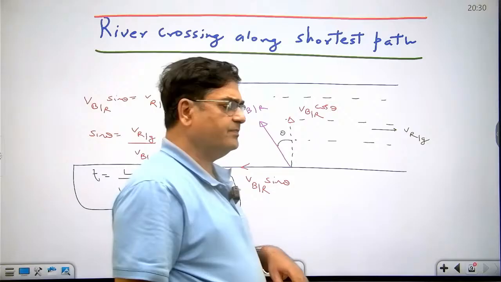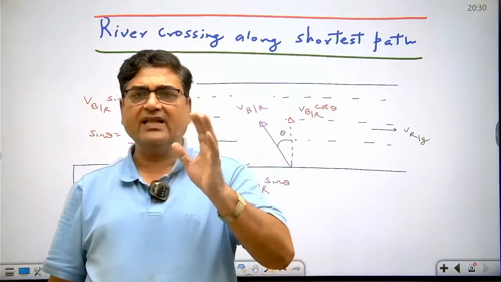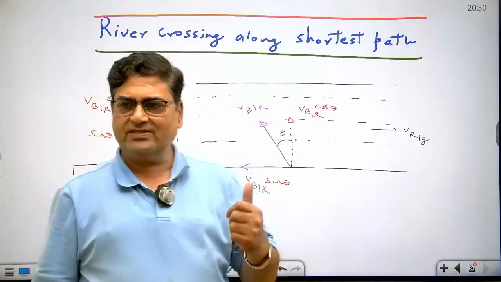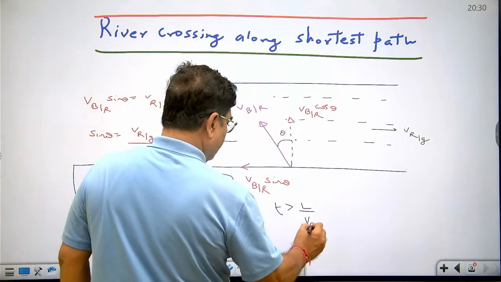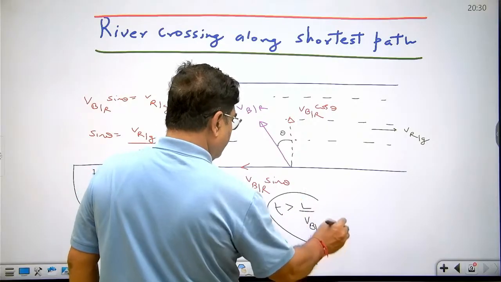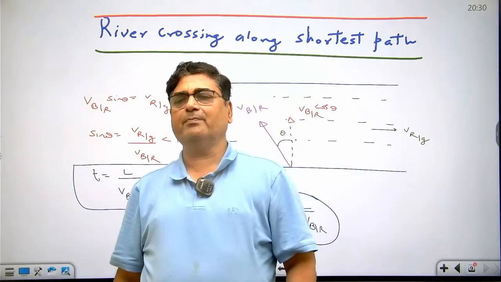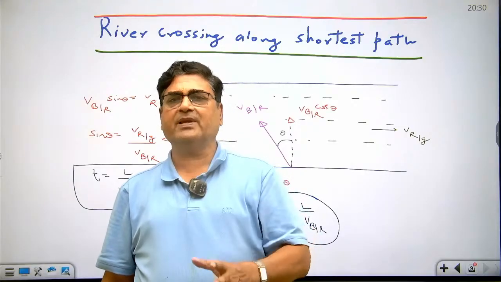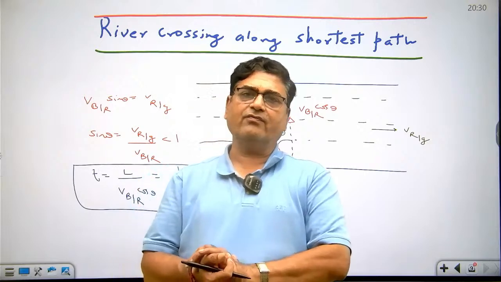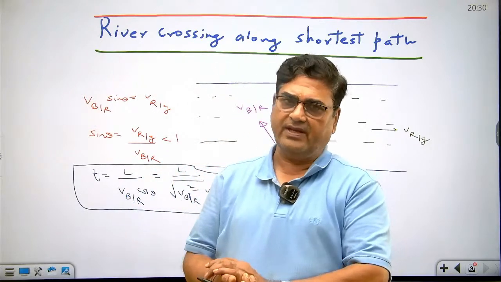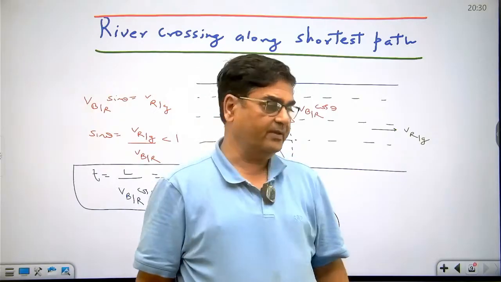So what you observe? To cross the river along shortest path, when path is minimum, time is not minimum. This you can see here. This time is more than L upon VBR. So what you observe? When time to cross the river is minimum, path is not minimum. When path is minimum, time is not minimum. Okay, you understood. So dear student, this is how we solve the problems of rivers. Okay. Now let's see the case of the rainfall problem.